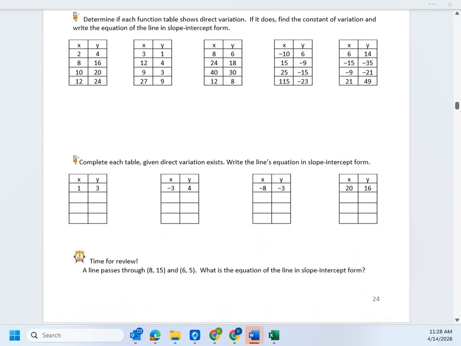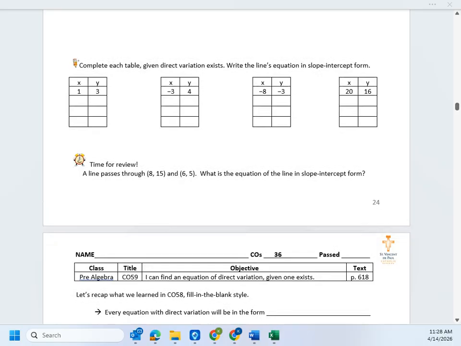On the bottom, it says complete each table given a direct variation exists. So they do all have to be proportionate. You're going to fill in numbers that would make it proportionate. Then you're going to write the slope-intercept form. So if I have 3/1, that is what I'm given, what would be another X and Y that would be proportionate?